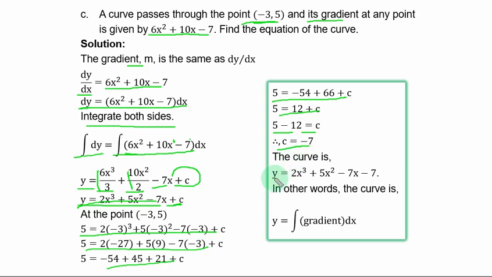The curve is y equal to 2s³ + 5s² - 7s + c, which is now minus 7. So you have minus 7. Alternatively, if you want to get the curve, you can use this simple rule. That is y equal to the integral of the gradient function, followed by ds.